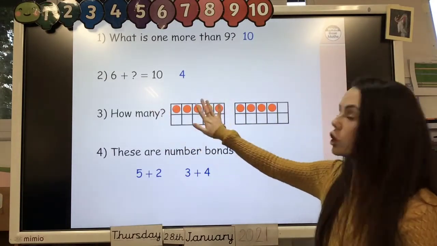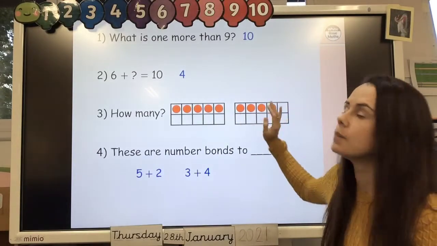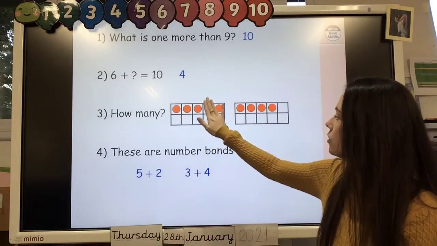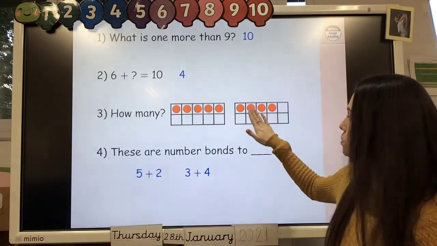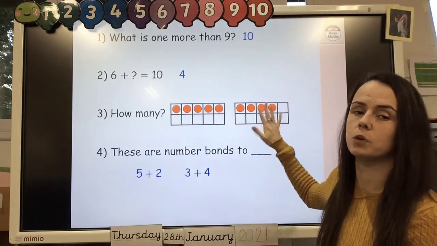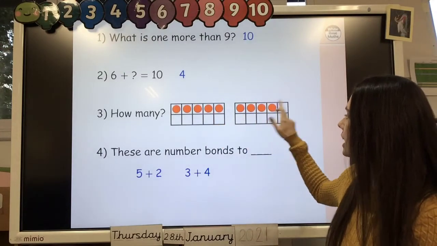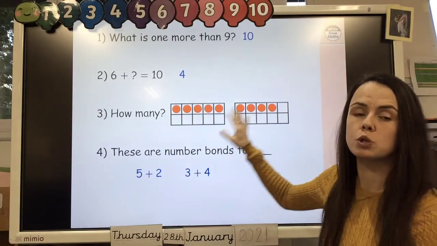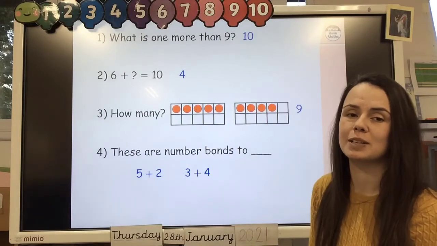So I've got 2 10 frames here. This one has 1, 2, 3, 4, 5. And this one has 1, 2, 3, 4. So we're going to take 5 and add on 4. 5, 6, 7, 8, 9. So in total we have 9.